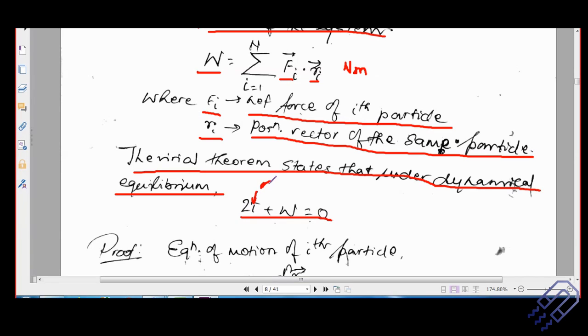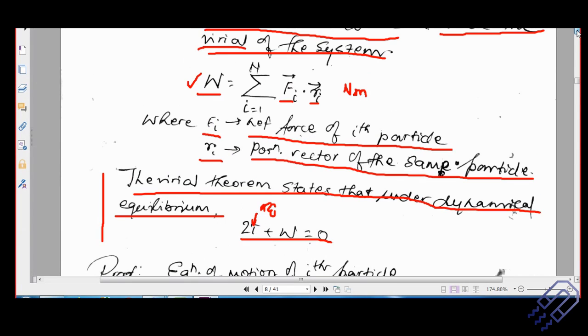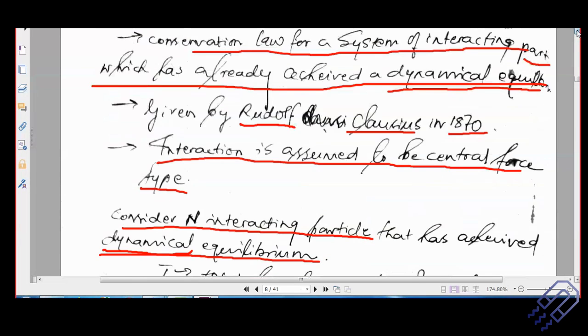Whenever you give a statement, let's say I have asked you to state the Virial theorem, you don't just write down these two lines. Just start with this: the Virial theorem states that under dynamical equilibrium 2T plus W is equal to 0, where W is the virial of the system given by this, where Fi is this, Ri is this. That will be a standard way to write, and T is the kinetic energy, and that's all. That's the definition that is needed. You don't need to write down whatever I've written before.